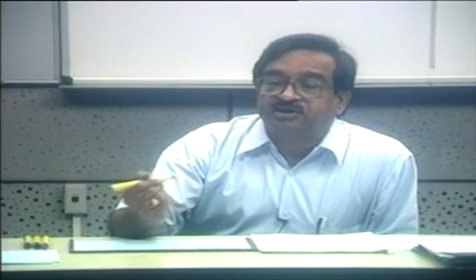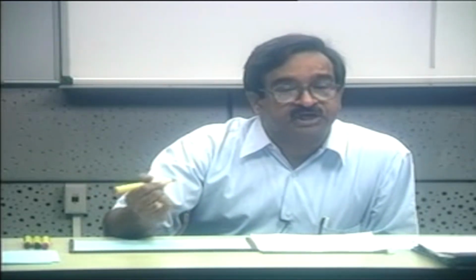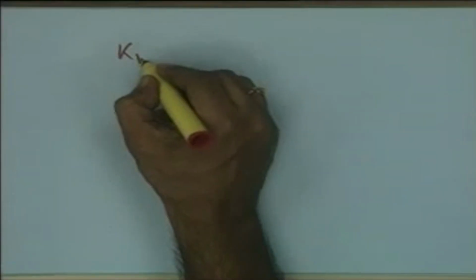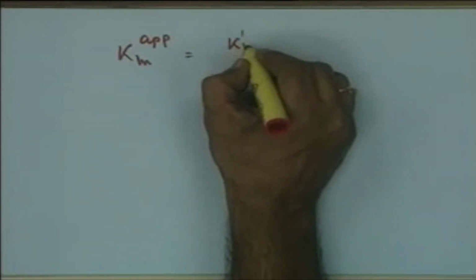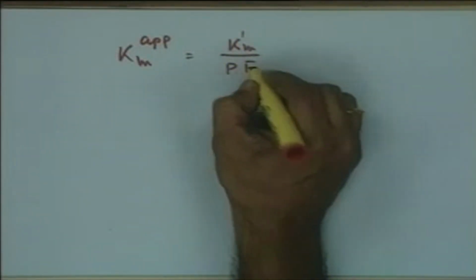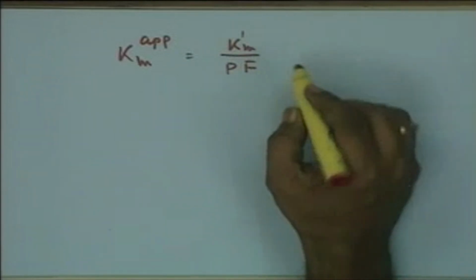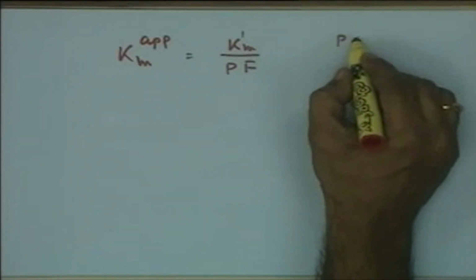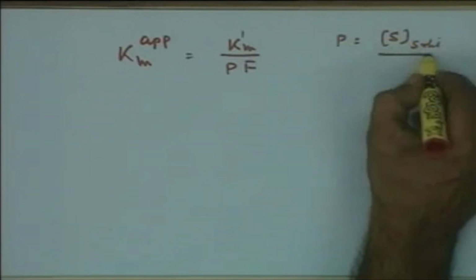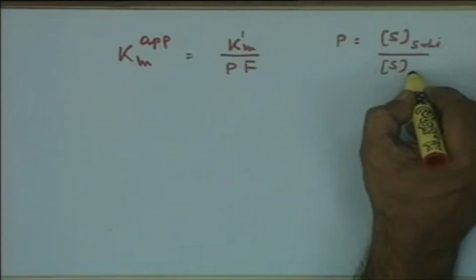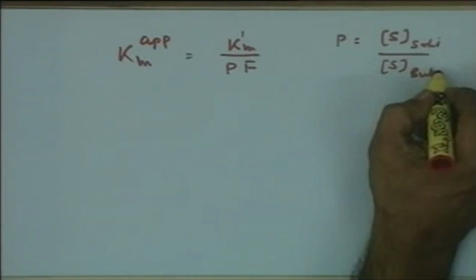Now, the Km apparent essentially is a parameter which people have tried to define quantitatively, what are the parameters which can control, which can define the Km apparent, and one of the most acceptable definitions of Km apparent can be K dash m upon P F. Now, where P is essentially the partitioning coefficient, that is the concentration of the substrate in the solid phase divided by the concentration of substrate in the bulk phase, that is the bulk liquid.